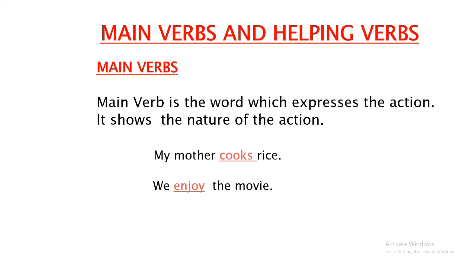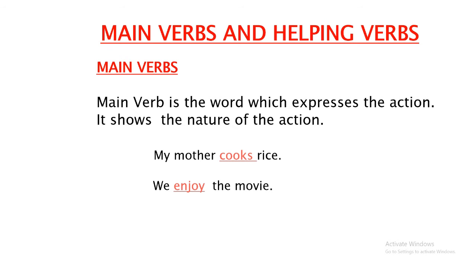Okay, now we look at the next type, main verbs and helping verbs. Main verbs. What are the main verbs? A main verb is the word which expresses the action. It shows the nature of the action. So look at the examples given. My mother cooks rice. We enjoy the movie. In both sentences, you can see the verbs are highlighted, cooks and enjoy. These two are the main verbs of these two sentences. These two describe the action the subject is doing.